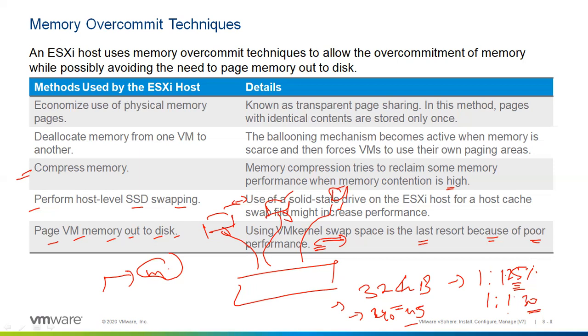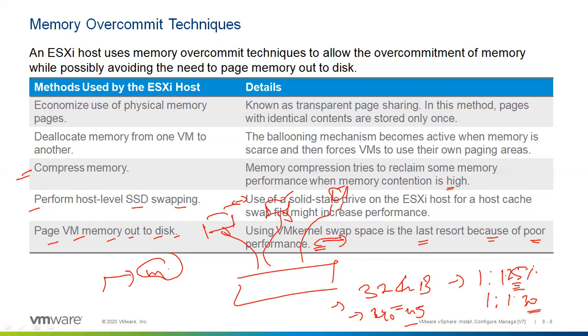See the overall utilization on a monthly basis. If you feel that average utilization is not going more than 30%, 40%, then you can increase that ratio. It means that you can allocate more memory, or you can provision some more VMs in the same ratio. Got it?